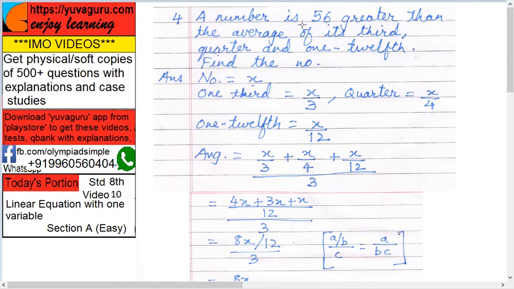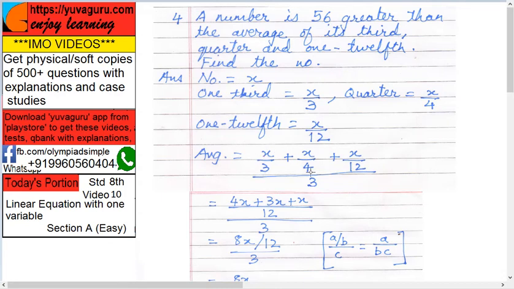Next, a number is 56 greater than the average of its third, quarter and 1/12th. Find the number. Let the number be x. So 1/3 is x by 3, quarter is x by 4, 1/12th is x upon 12. Now we have to add them, average of these.